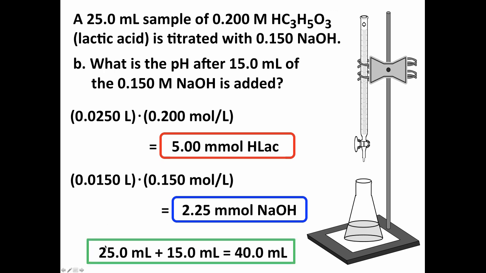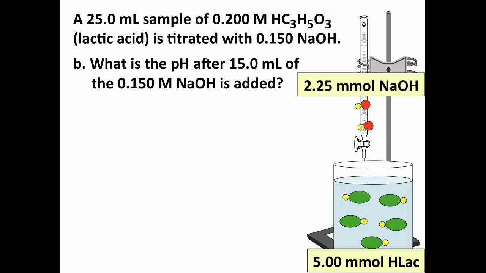Now, these are our starting amounts of these substances, and the other thing to note is when they are added together, the solutions are mixed, we also have a volume increase. So we had 25 milliliters of the acid solution, we've added 15 milliliters of the base solution, so roughly we have 40 milliliters of solution that has now been formed by these two solutions combining.